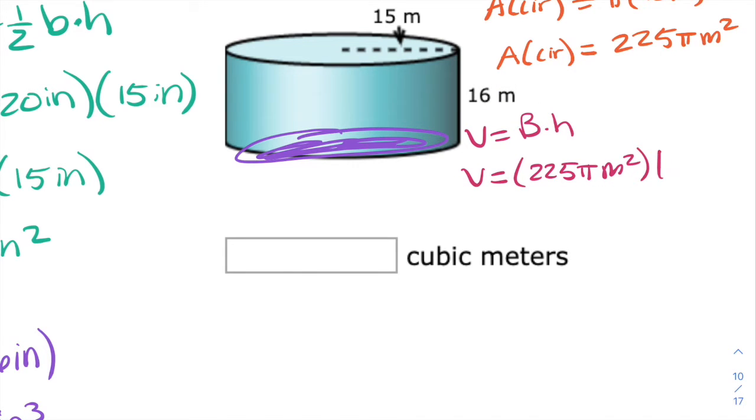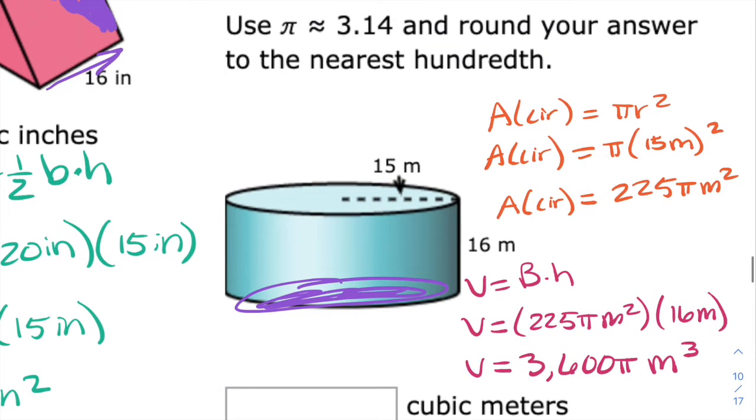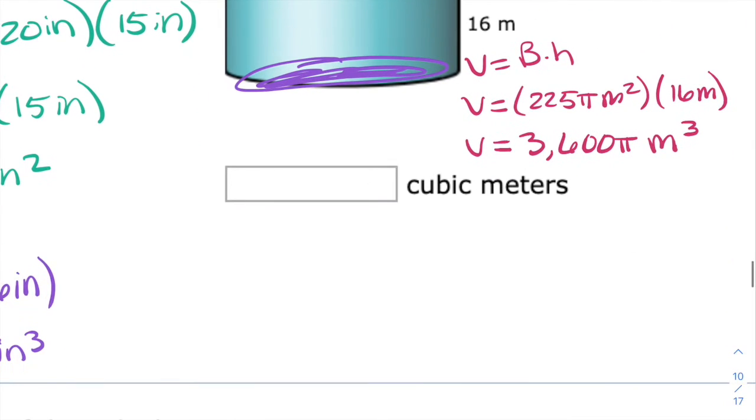See how I don't really have a choice now on what I want to pick? It has to be the 16, and the 15 had to be the radius. So 225 times 16 is 3,600. So volume equals 3,600 pi meters cubed. And it says it doesn't want me to use pi. It wants me to use 3.14. So I'm going to multiply 3,600 times the number 3.14.